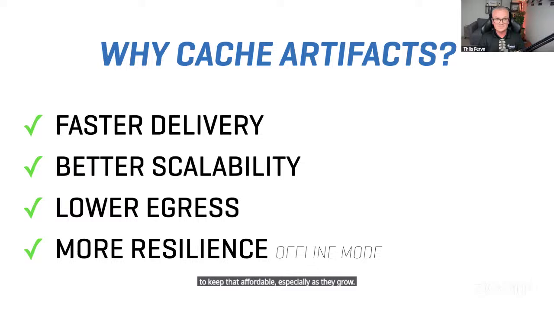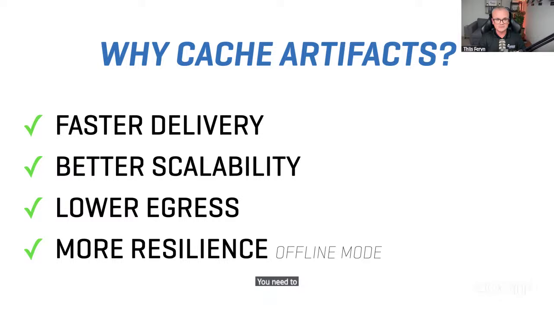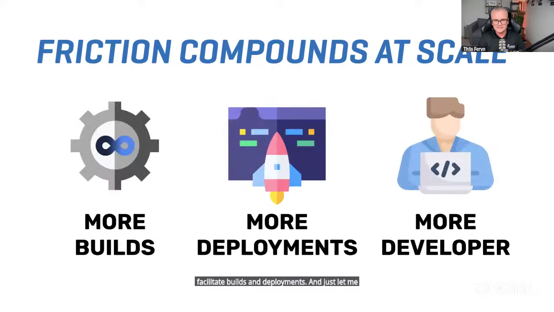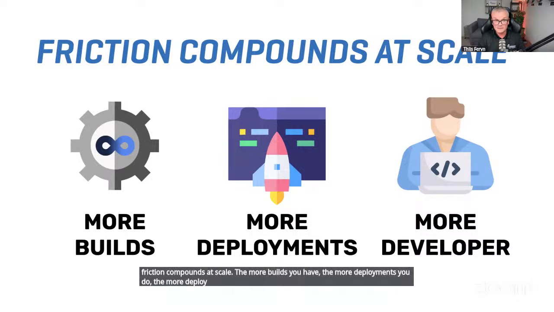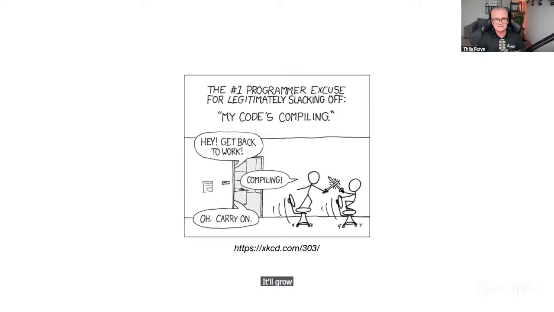Also, resilience is important. What we call offline mode. When things start to fail, and they do, and we'll get to that in a second, you need to ensure that you can continue your work as a developer or as a platform engineer to facilitate builds and deployments. And just let me remind you that all of this friction compounds at scale. The more builds you have, the more deployments you do, the more deployment targets you have, and the more developers you onboard, the more pain you'll feel. It'll grow.